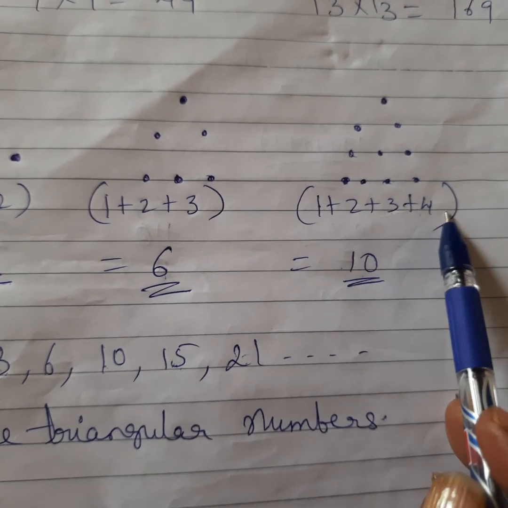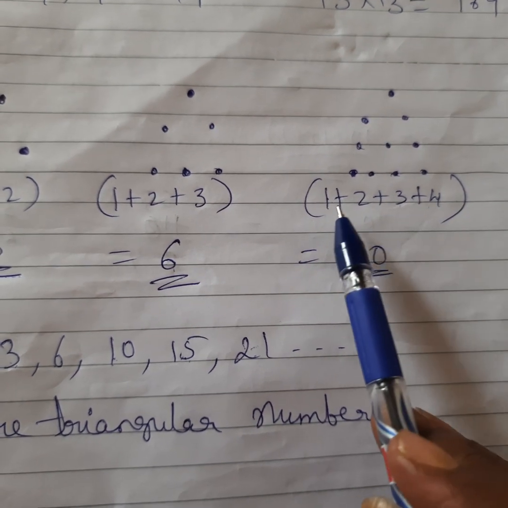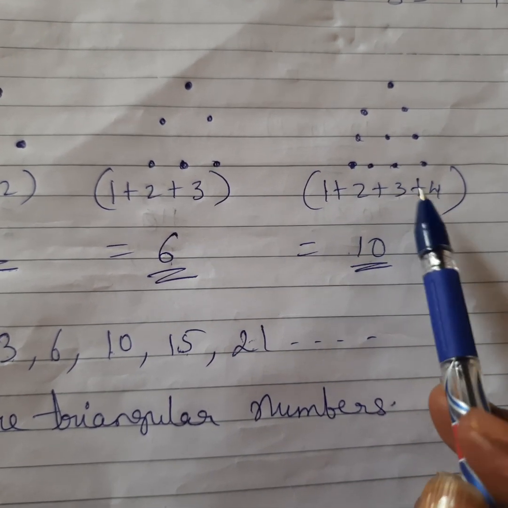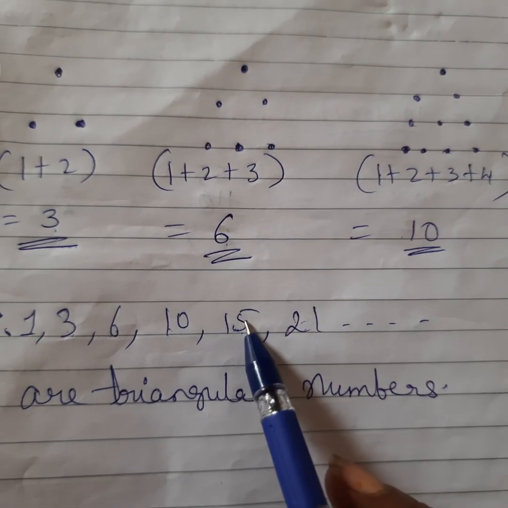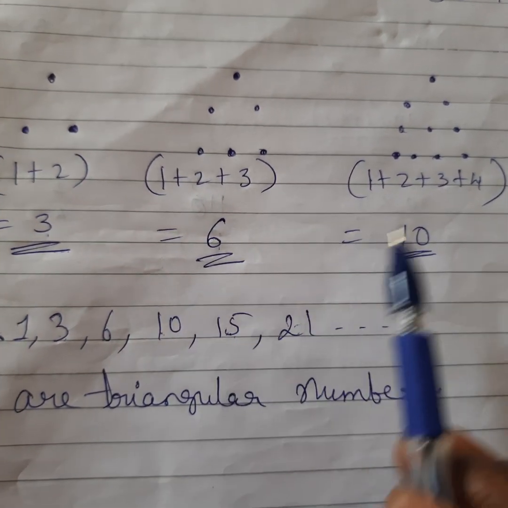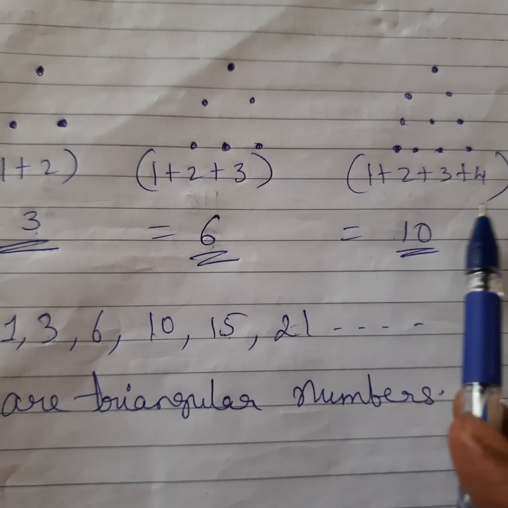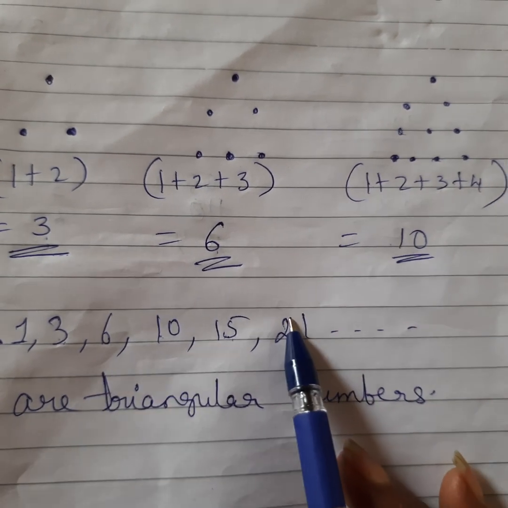So if I want to know the next triangular number, it is 1 plus 2 plus 3 plus 4 plus 5, children. So see, 10 plus 5 is how much? 15. So the next triangular number is 15. Like this, when I go on adding the next number and the next number, I get my triangular number.